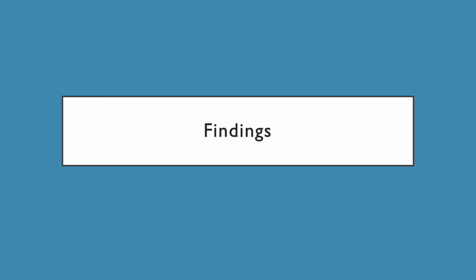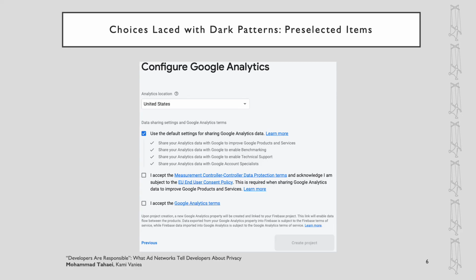In this presentation, I'm going to talk about a few examples of the dark patterns that we found in the ad networks. Please see our paper for more examples. Here is an example. This is a screenshot that the developer sees while trying to integrate ads from Google AdMob. It asks developers to configure Google Analytics and also share more data with other services provided by Google.